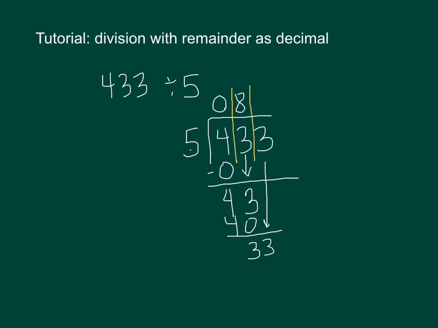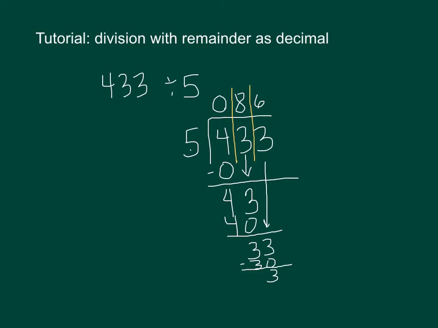And then I'm going to ask myself, does 5 fit into 33? 5 times 6 is 30. 5 times 7 is 35, which is too high. So it's got to be 5 times 6, which is 30. Subtract.